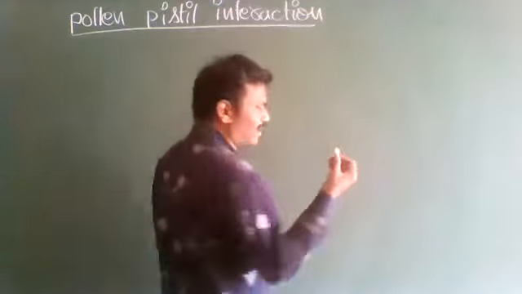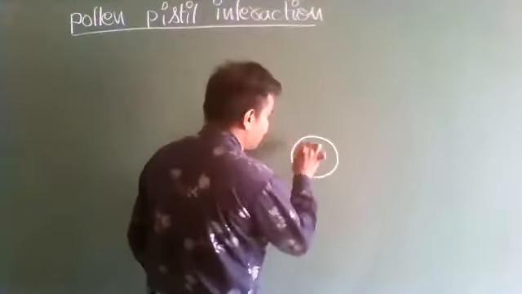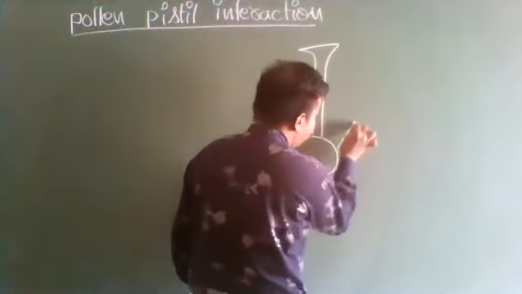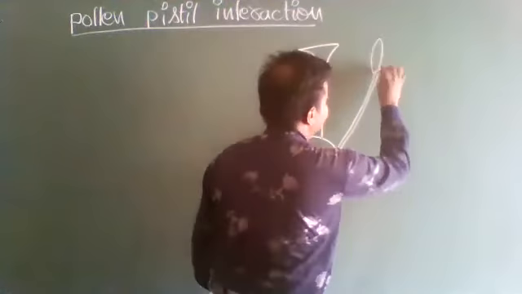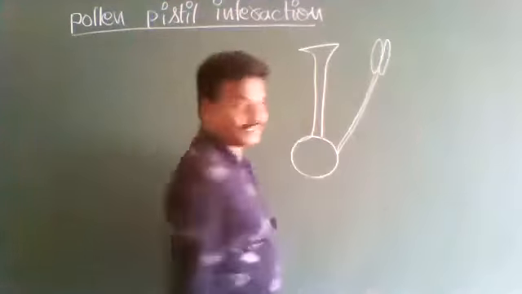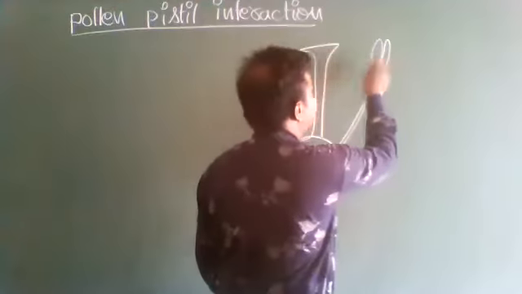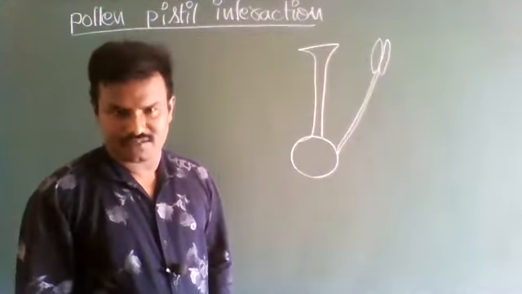Everybody already knows this, as we have discussed it many times. Like this, the stigma will be there, and here these are the stamens. The transfer of pollen grains from the anther to the stigma of a flower is called pollen transfer.